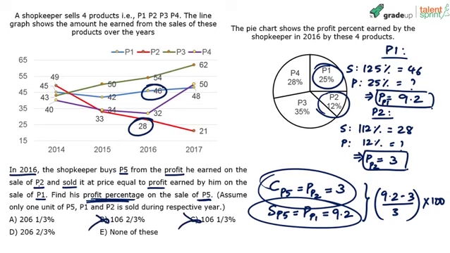And verify further. So 6.2 by 3 into 100, 620 by 3. 620 by 3 will be how much? 206.66. Option D will be the answer. Right? This comes out to be 206.66%. Basically 620 by 3. 600 by 3 is 200. 20 by 3 is 6.66. So 200 plus 6.66, 206.66. Option D. Okay.